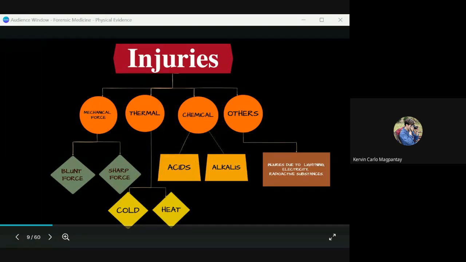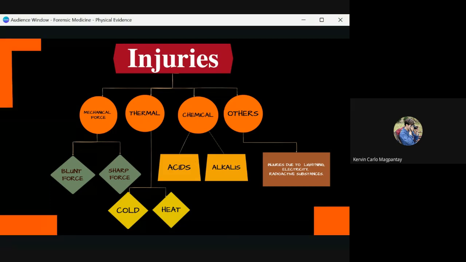Just what I have said, these are the different types of wounds. Pwede sila maging due to mechanical force, due to thermal, chemical, or even injuries due to lightning, electricity, and even radioactive substances. Under mechanical force, we have blunt force and sharp force. Under thermal, we have cold and heat. Under chemical, we have acids and alkalis. And we will dig deeper to mechanical force.